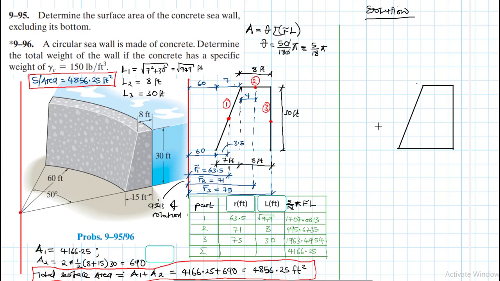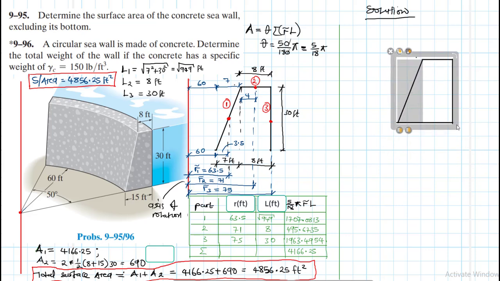Let's find the volume. This is the surface area, excluding the bottom of the wall. So let's find the volume. I think we'll move this a little bit up so that we have some space. We'll move this up. So for the volume, we'll divide this into two parts. So we'll bring this somewhere there. Let me use black. There, something like that. All right. So we'll call this our part 1, and then this one our part 2.